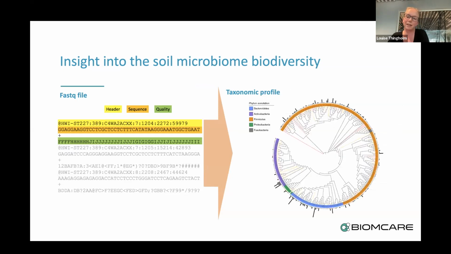So then we get this information. Here you see different phyla, microbes colored with different colors. And then we have a lot of species from each phyla in this round circle. It is a typical way to show a taxonomic profile of a sample.